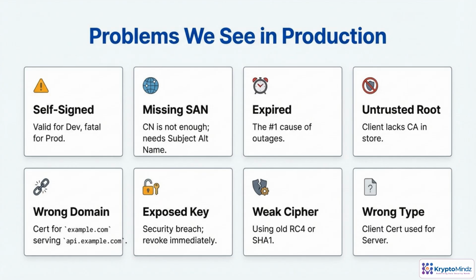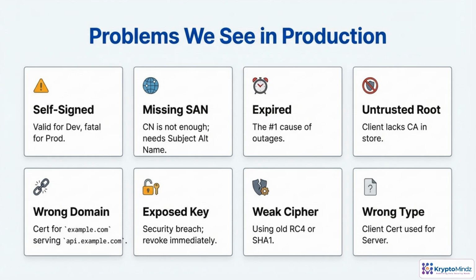By this point, you've seen how certificates are supposed to work. Now let's look at why they so often fail in production. A classic issue is relying on self-signed certs outside of development. They're convenient for quick tests, but in production they break the trust chain and force users to click through scary warnings. Name problems are next. If the certificate doesn't list the right host names in the subject alternative name, browsers and APIs will reject it, even if everything else is correct. A cert for example.com will not safely cover api.example.com unless it's explicitly included.